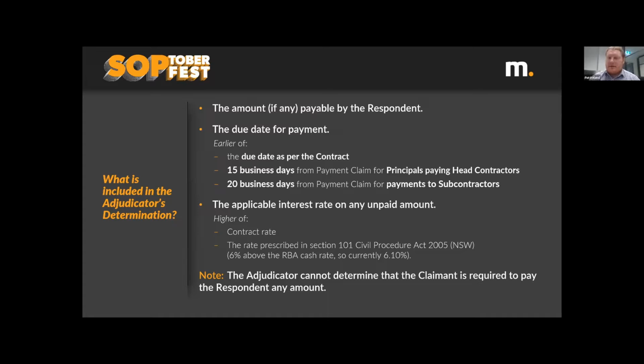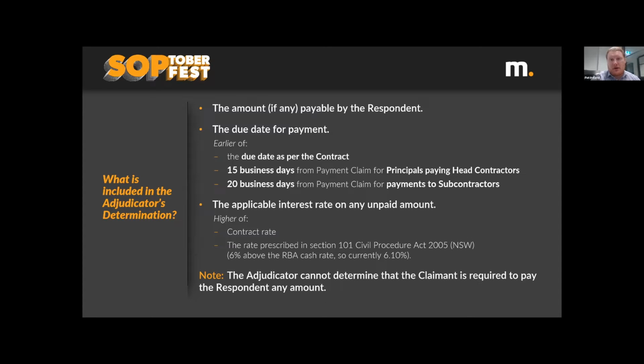Yeah, so the next big thing is what questions will the adjudicator actually answer in their determination? And the first one is the amount, if any, that's payable by the respondent to the claimant. Obviously it may be a $0 result, or it may be a positive result. The due date for payment, which will be the earlier of any due date that's in the contract, or the maximum payment terms under the Security Payment Act, which for payments from principals to head contractors is 15 business days. For payments by a head contractor or a subcontractor to another subcontractor, that's 20 business days. So the earlier of that, or the date under the contract.